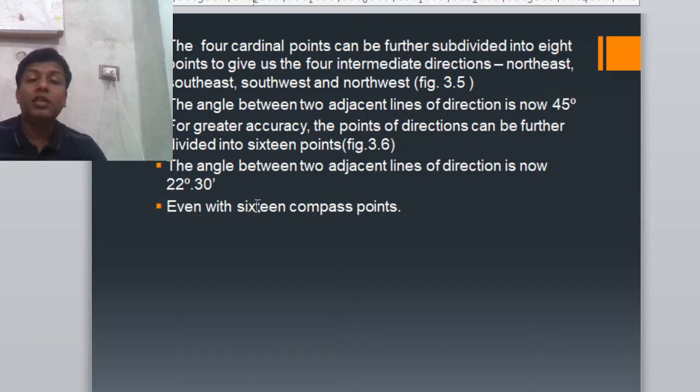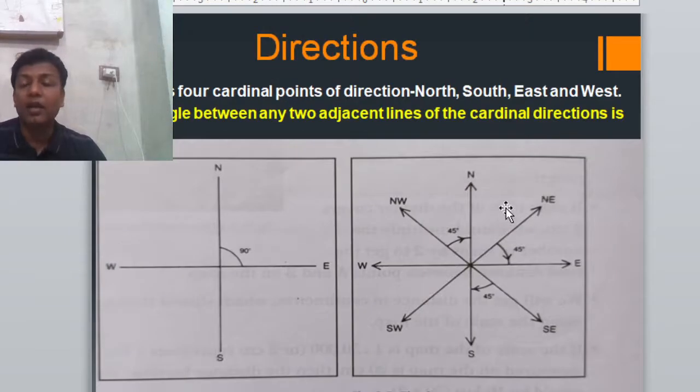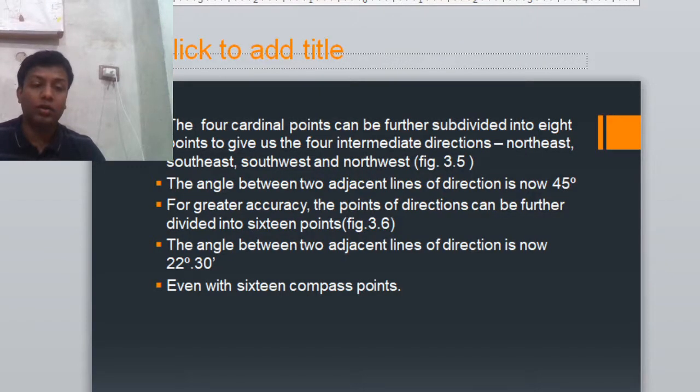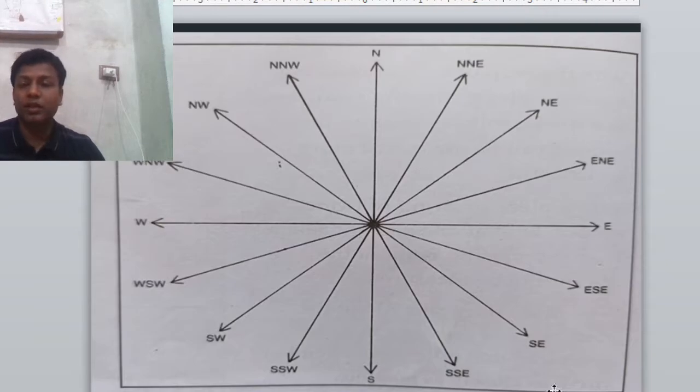Dear students, these 8 directions can be divided into 16 directions. Now have a look at this one. So, dear students, north and northeast are divided, that means now this is the origin, and you can divide this part between north and northeast into north-northeast. Okay, so keep that in mind.